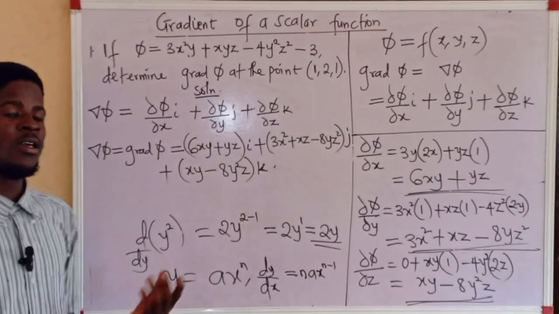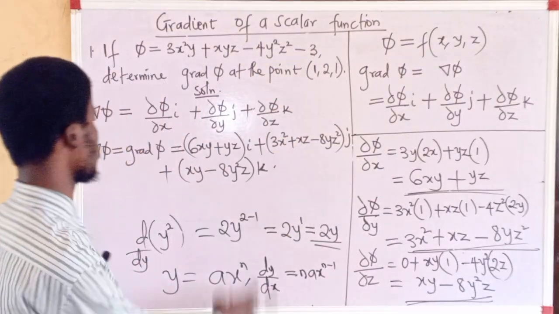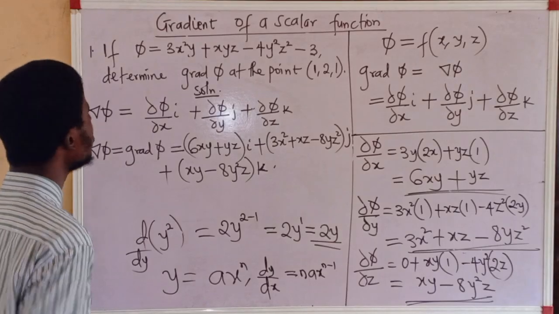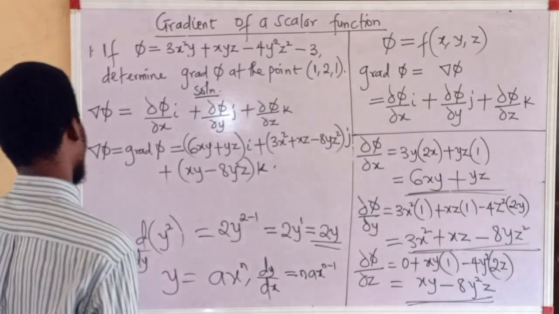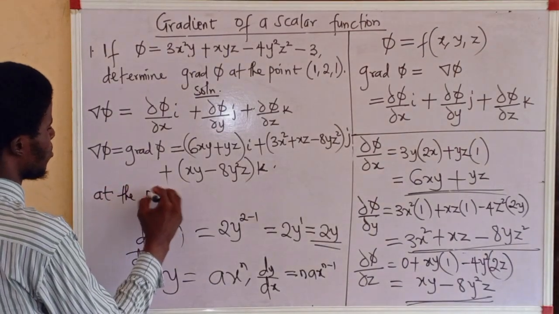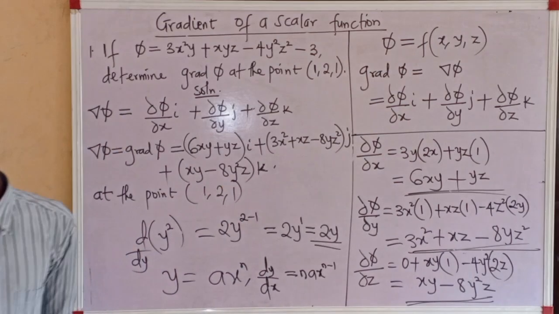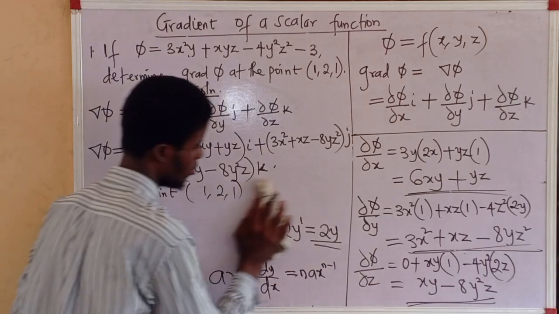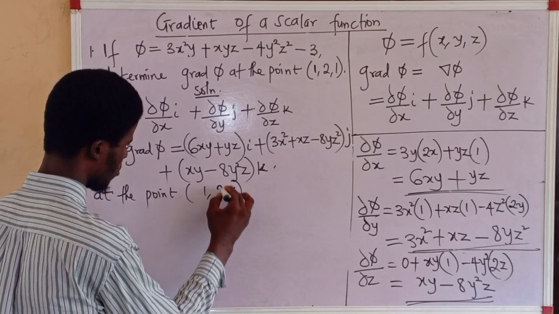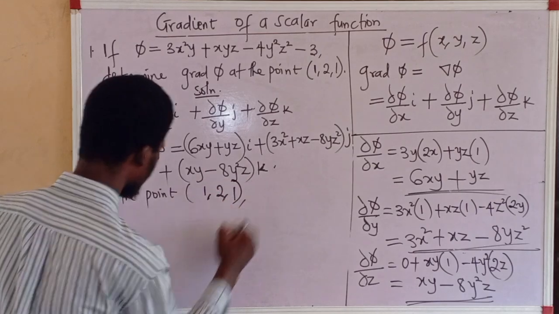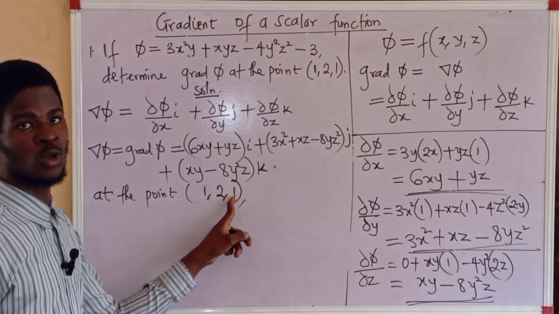I told you earlier, the grad operator acts on a scalar field to produce a vector. So this is the vector function that we have now. But the condition is that the gradient of phi at this point, so at the point (1, 2, 1), okay, x is equal to 1, y is equal to 2, and z is equal to 1.